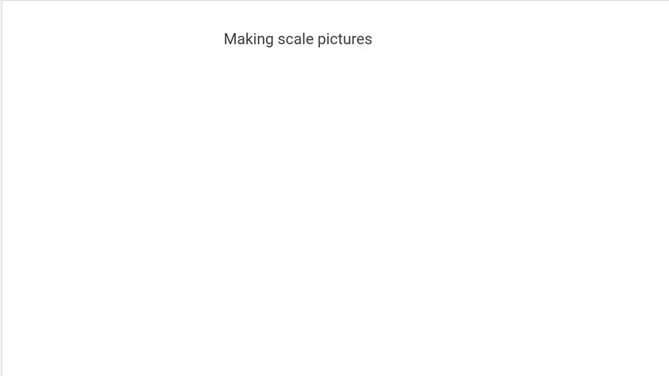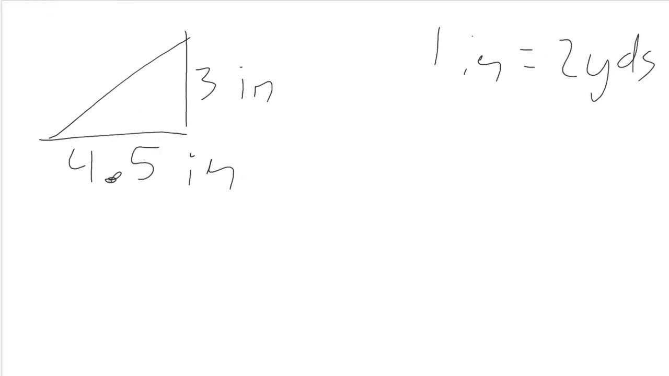Today we're going to learn how to make scale pictures. So a scale is, we draw something. Let's pretend that this was like a building of some kind, but it would be ridiculous for us to draw a building in yards because we would run out of paper. So we reduce it down to inches to represent the bigger building. So this says that 1 inch in our picture is the same as 2 yards in real life.